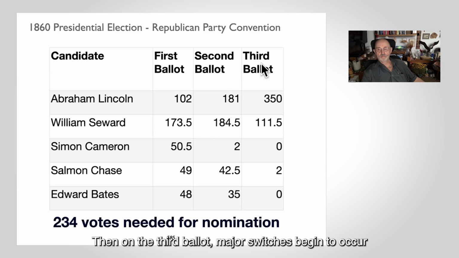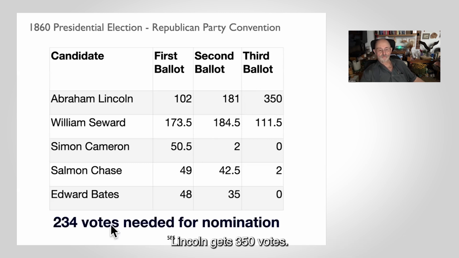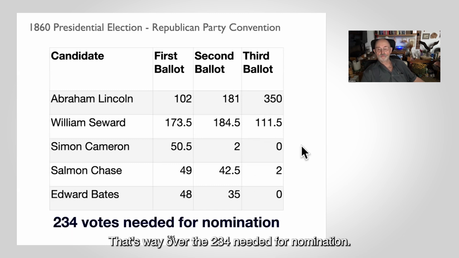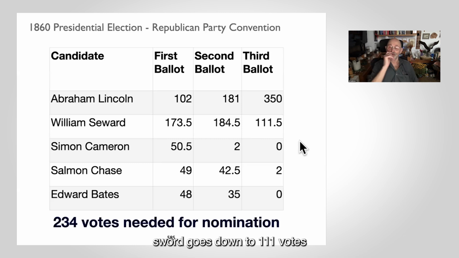Then on the third ballot, major switches begin to occur. Lincoln gets 350 votes. That's way over the 234 needed for nomination. Seward goes down to 111 votes. So on the third ballot, Lincoln is named the second Republican Party nominee in 1860.